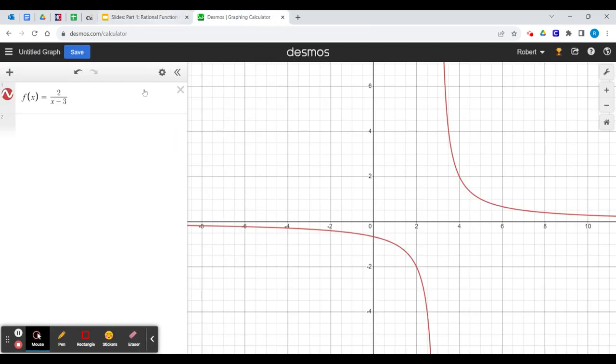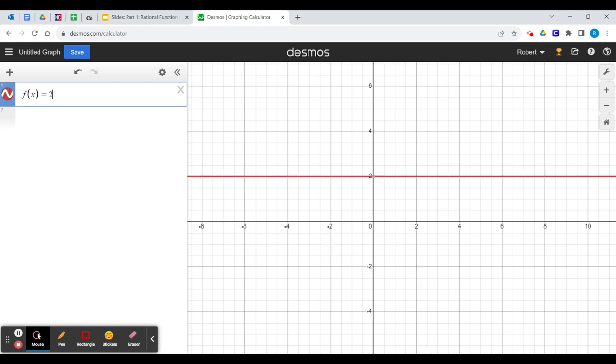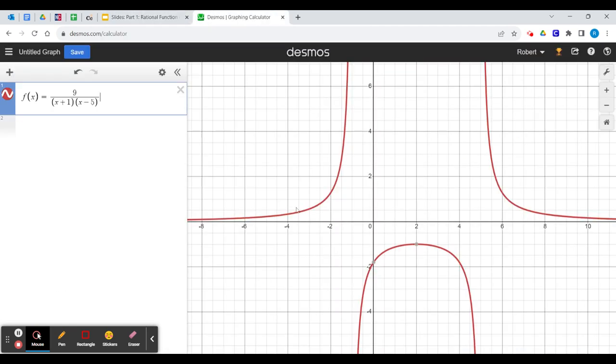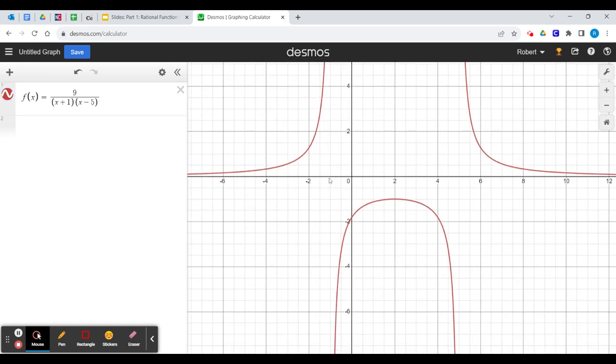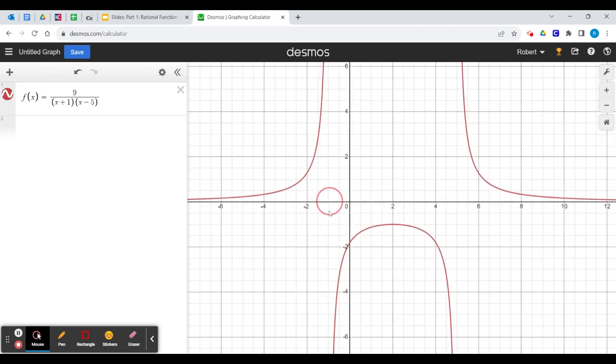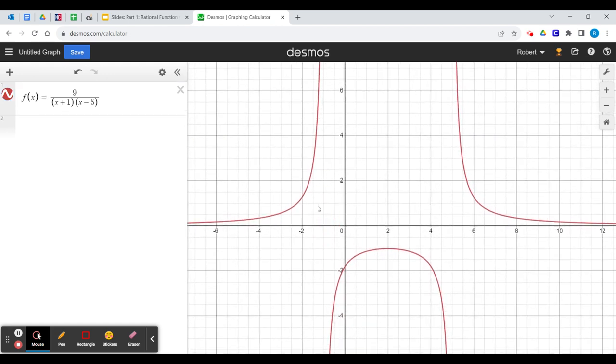So I'll clear my last one. We have f of x equals 9 over x plus 1 times x minus 5. Let me double check, make sure I put that in correctly. Okay, you get a funky shape. But if we look, around the line x equals negative 1, my graph goes up, it goes down, and the same thing happens over here at 5. My graph goes up, it goes down, and never actually crosses that line.